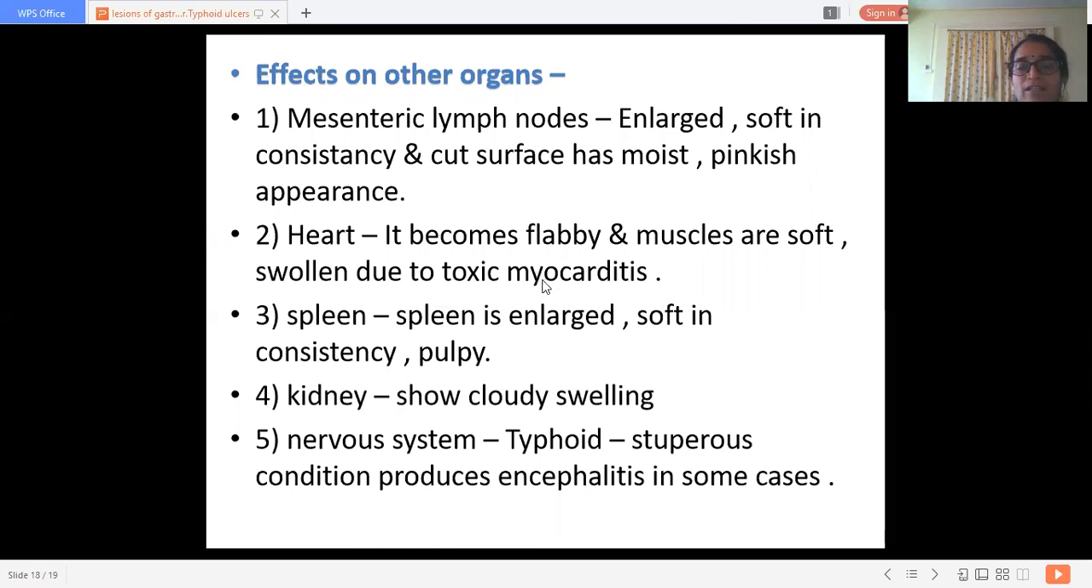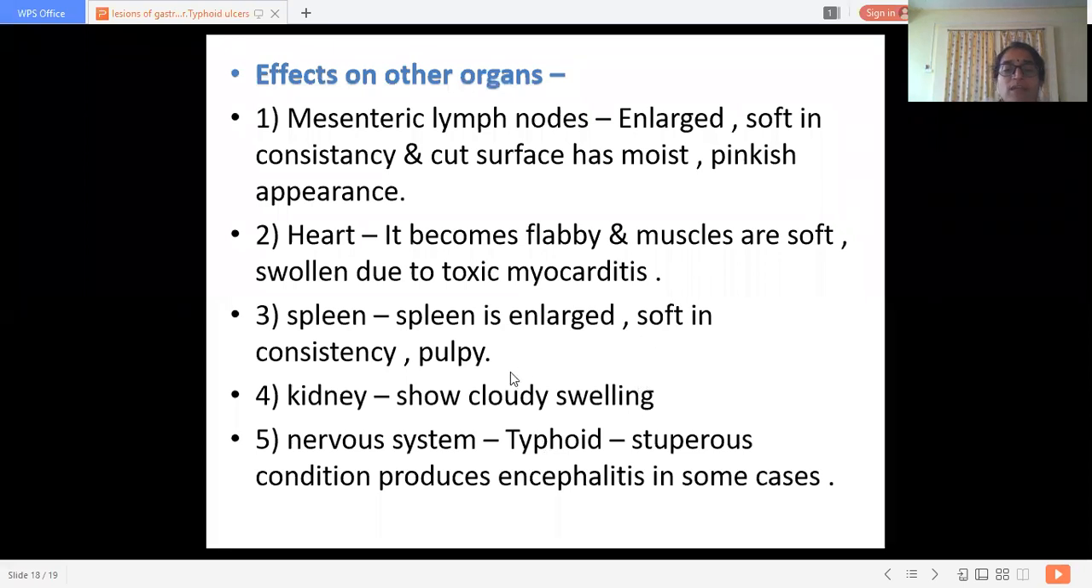This myocarditis is again of two types, anoxic and toxic. Anoxic is associated with anemia, and toxic is associated with either typhoid fever or maybe after diphtheria. So toxic myocarditis is very commonly seen after typhoid fever. Then the spleen is enlarged, soft in consistency, and becomes pulpy. The kidney shows cloudy swelling. Now all of you know this meaning, cloudy swelling.